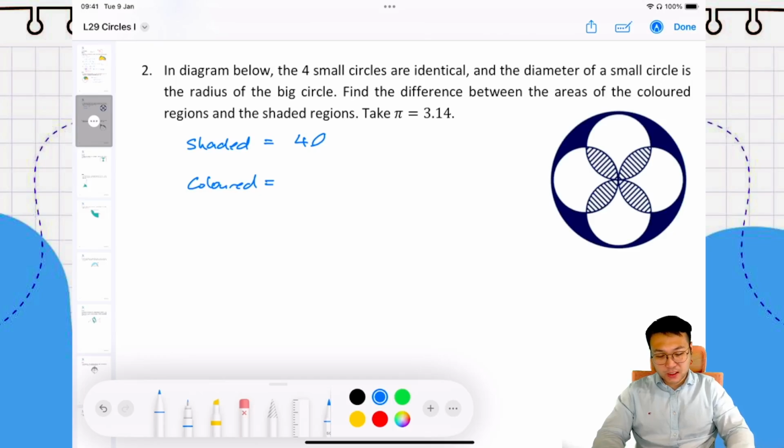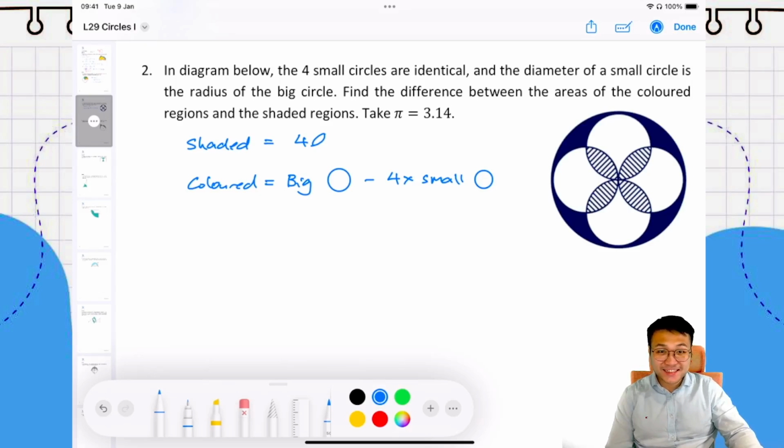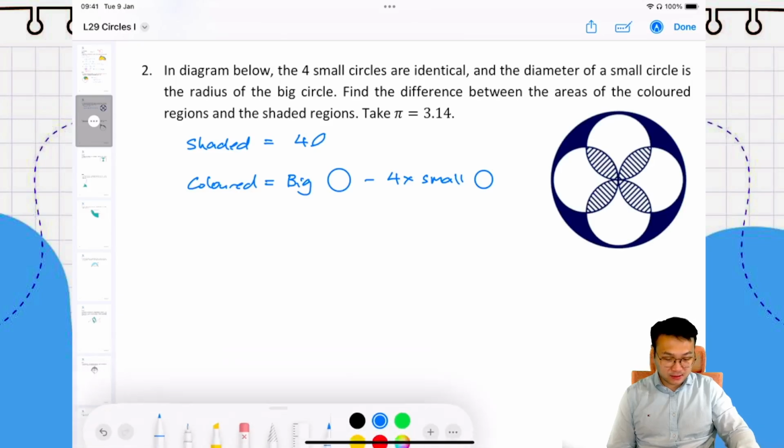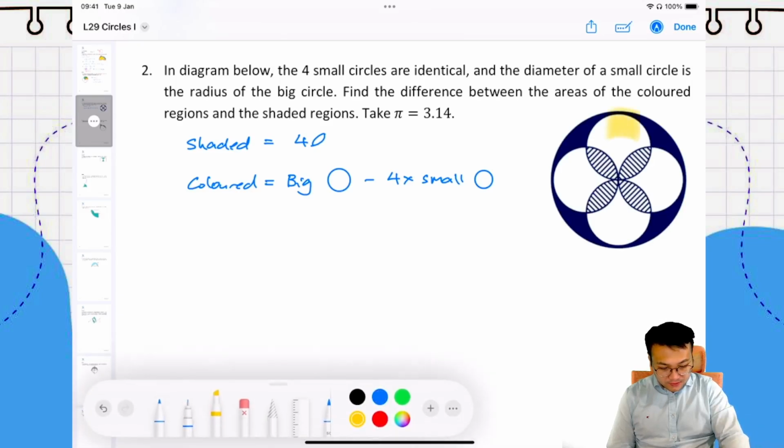If you want to find the colored region, what if you take the big circle and just get rid of the 4 small circles? Will that give you the colored region? Who says yes? Who says no? Raise your hand. Very good. Okay, Ern, you tell me. Why am I not able to just take the big circle minus the 4 small circles? Because there's overlapping areas. Correct.